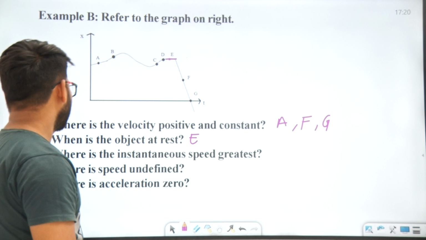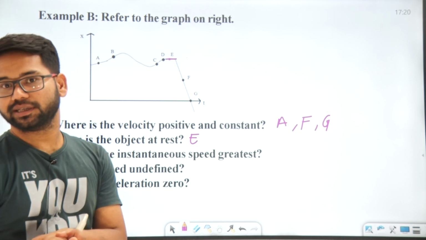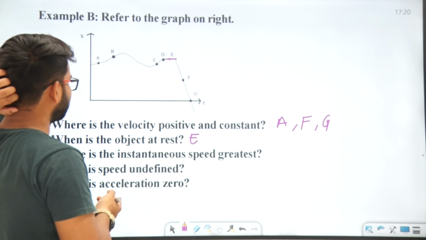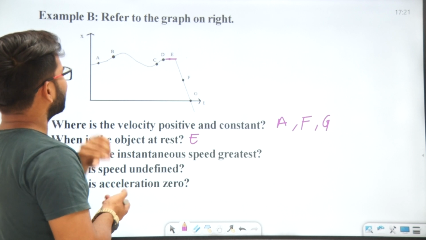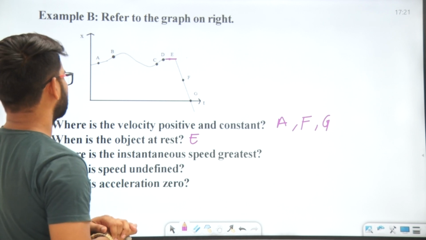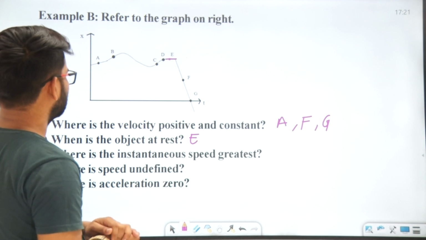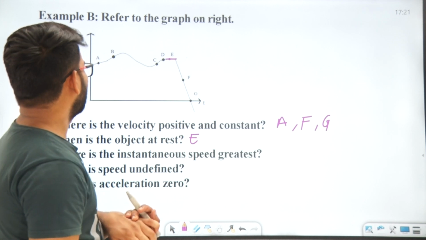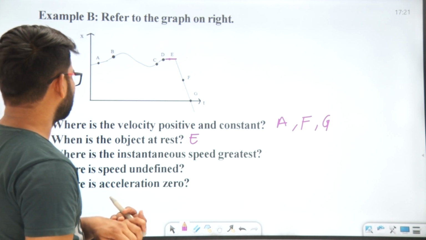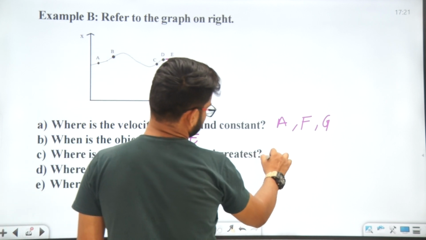Go for C. Where is the instantaneous speed greatest? Instantaneous speed greatest, that means look for the slope. F and G both have the same speed, right? Even same velocity, and also the slope is greatest. So we can take F and G as the answer.